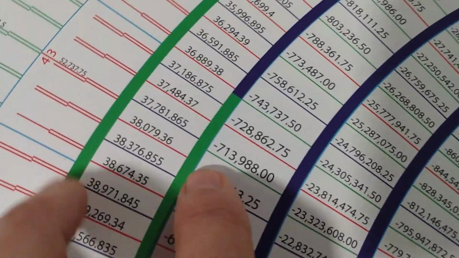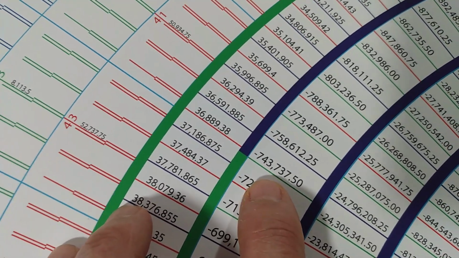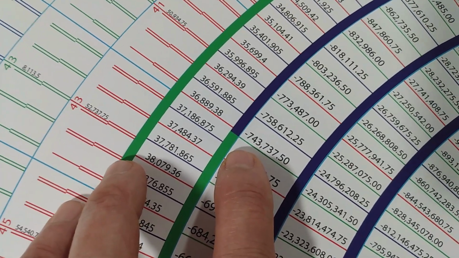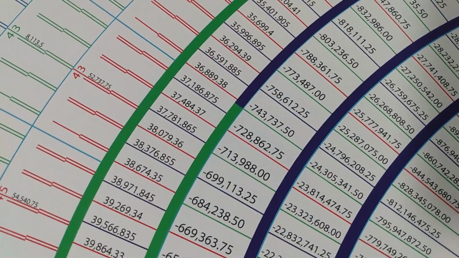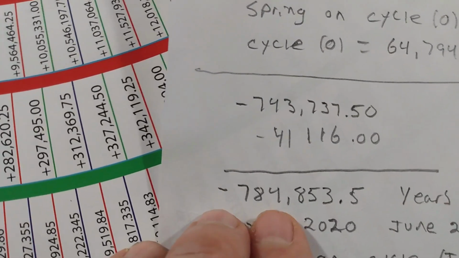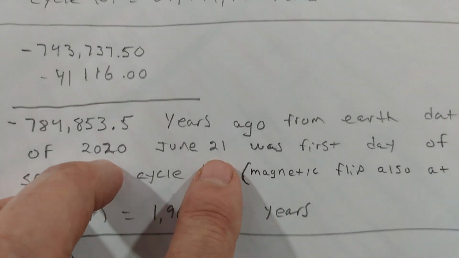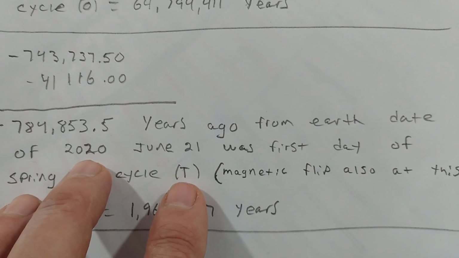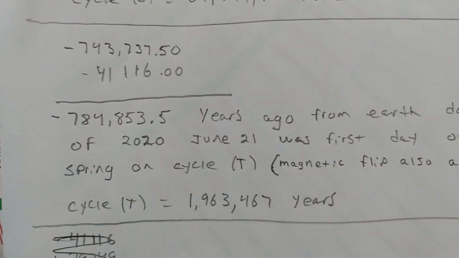You can see right in here this 743, 737. This was the magnetic flip that happened. That's 743 plus another negative 41,116 years. That's explained in other videos. So that comes out to 784,853 years ago from the 2020, converted over to the Earth date, of course, to the 2020 June 21. We use this as a marker date for everything because it works well.